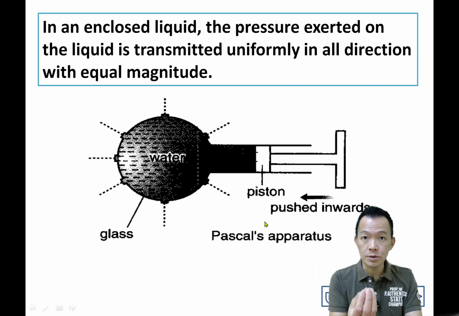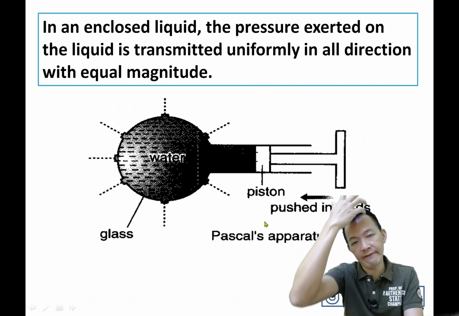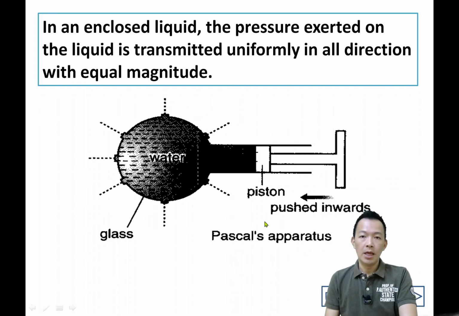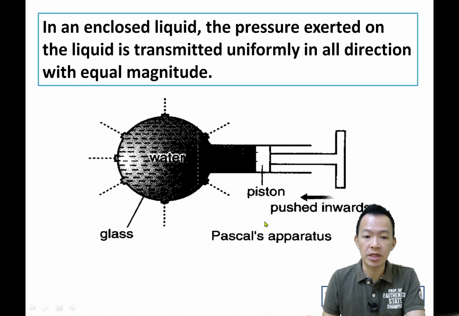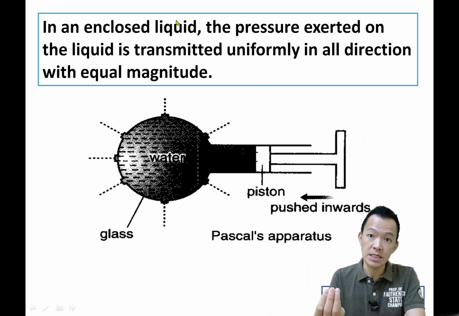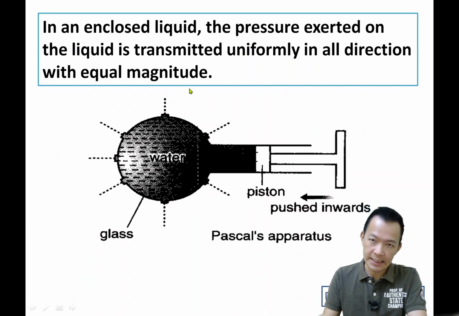So why is the principle so strong? 为什么这个原理这样强呢？Okay, the hydraulic principle has another name, 它有另外一个名字, we can call it force multiplier. So in an enclosed liquid, what does the principle say? 这个原理讲什么呢？In an enclosed liquid, the pressure exerted on the liquid is transmitted uniformly in all the directions with the equal magnitude. I explain to you first.